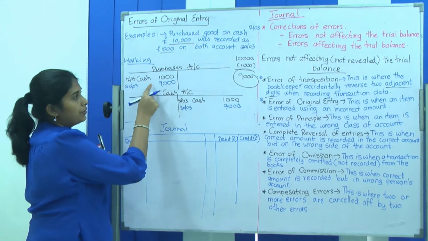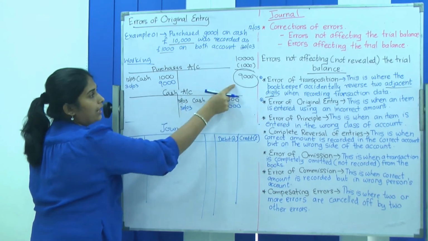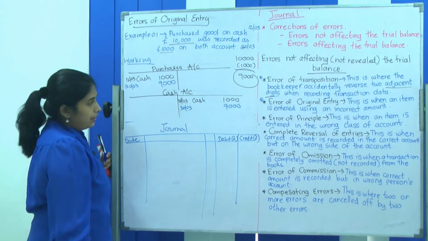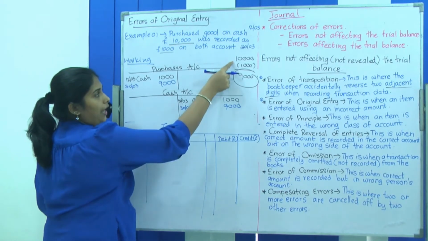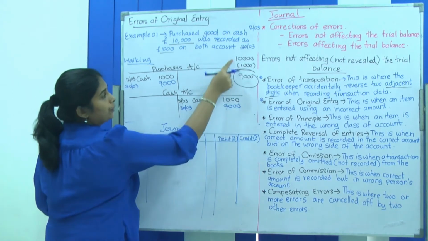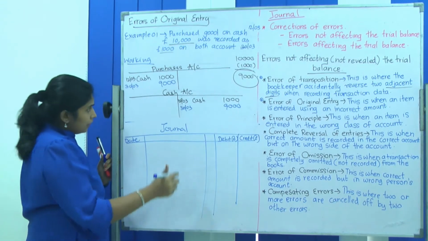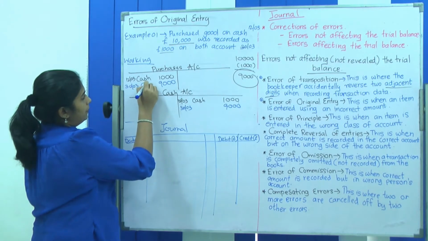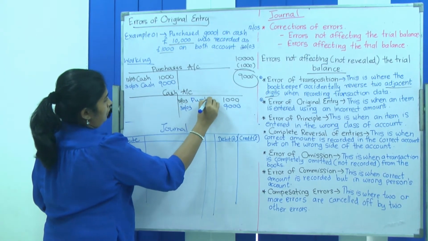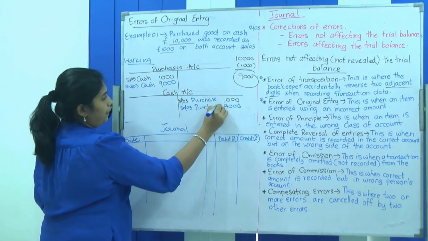So in the purchases account only 1,000 is there, but it should be 10,000. So 9,000 should be added. To add only, we are writing on the debit side. In the cash account, actual amount 10,000 should be there, but it's only 1,000. So to increase 1,000 into 10,000, you have to add another 9,000. So you'll be writing in the purchases account as cash. The cash account you'll be writing as purchases.